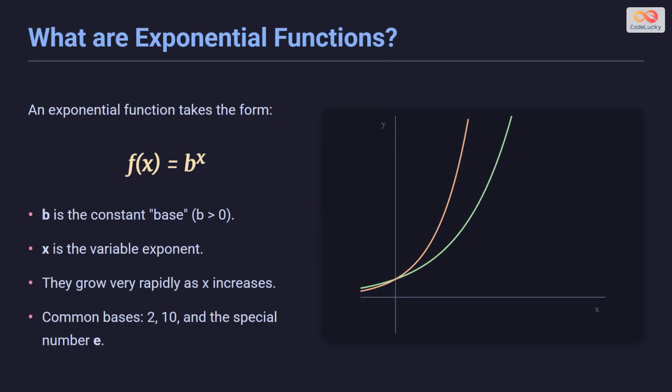First, let's quickly review what an exponential function is. It is a function where the variable x is in the exponent with a constant base b, like 2 to the x or 3 to the x. Unlike polynomials, these functions grow incredibly fast. As you can see on the graph, they start small but shoot up rapidly.